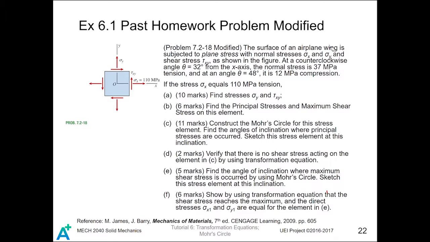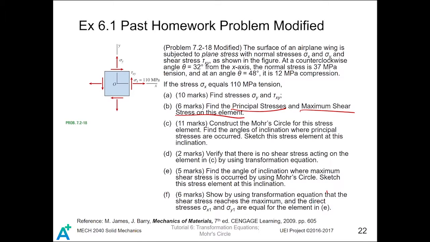So here we know what is sigma x. At a counterclockwise angle, theta equals 32 degrees from the x-axis, the normal stress is 37 MPa in tension. At an angle of theta equals 48 degrees, the normal stress is 12 MPa in compression. It is given that sigma x equals 110 MPa tension. We are going to find sigma y and the tau xy, as well as the principal stresses and maximum shear stresses.